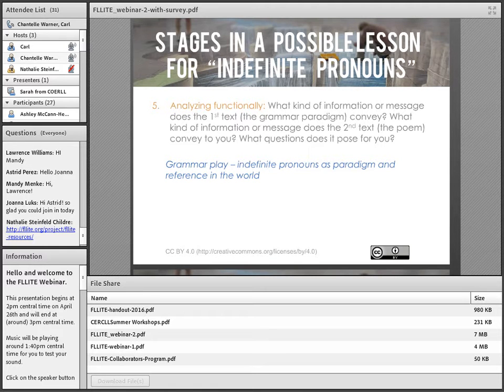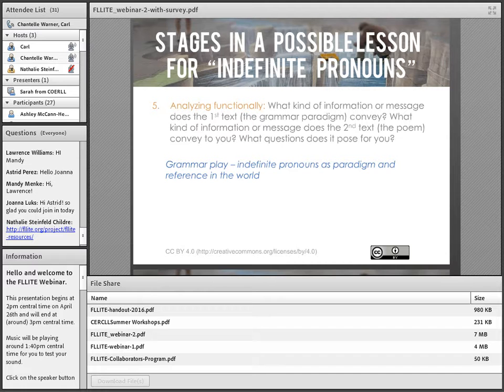What kind of information or message does the first text, the grammar paradigm, convey? And then what kind of information or message does the second text, this grammar paradigm in the form of a poem, convey? And we can incorporate the interpersonal dimension by asking whom these two texts address. To whom is a grammar paradigm addressed? To whom is a poem addressed? The second of these questions may be the harder to answer as of yet.